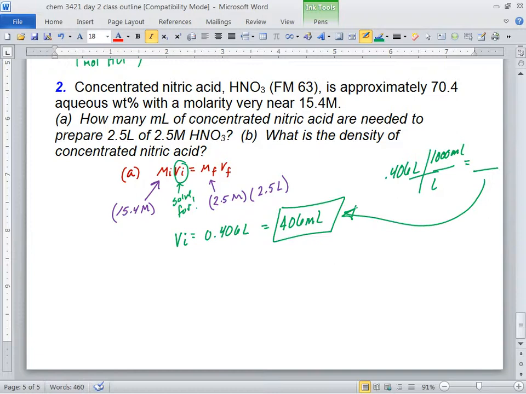So part B is the one that's kind of long. See if you can write out all those conversion factors. That's a good place to start.